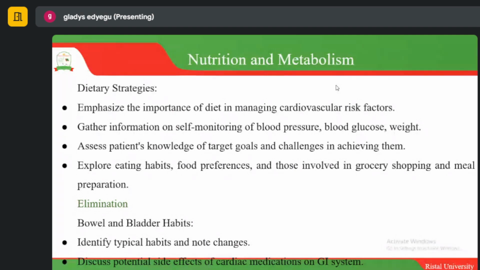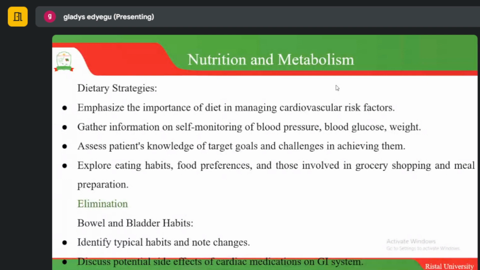And also the weight. When you're very heavy, it can also predispose you to hypertension and cardiovascular conditions. So you have to assess all these. Looking at the other things about assessing the patient's knowledge of target goals and challenges in achieving them, which I've already explained.